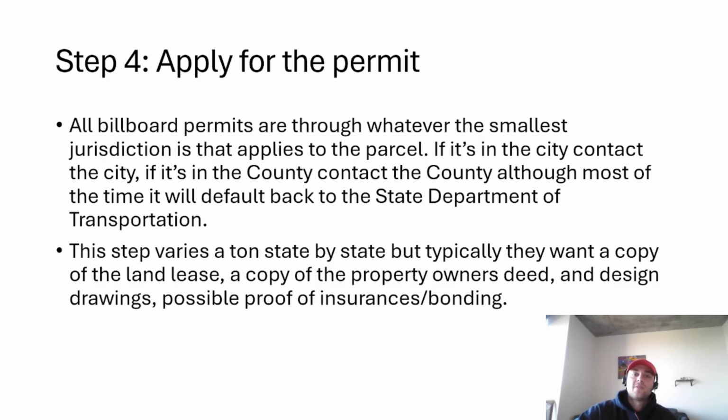So in order to apply for a permit, you need to have a lease. The state or the city that you're going to request a permit from is going to ask for the lease. They're also going to want a copy of the property owner's deed. You can usually get this at a courthouse, at the county recorder's office. They're going to want design drawings for the sign and possibly, depending on the state, proof of insurance slash bonding.